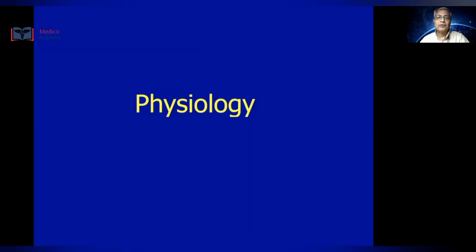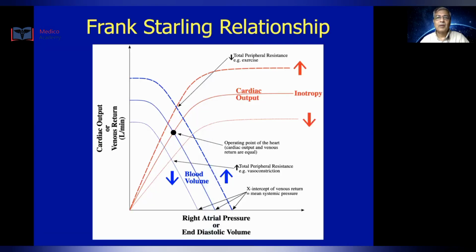Coming to a little bit of physiology of the mitral valve. Whenever we talk about physiology of any structure in the heart, we should remember the Frank-Starling relationship, which is one of the basic things to remember whenever we talk about the heart. What is the Frank-Starling relationship? The Frank-Starling relationship is basically a relationship between the volume of the heart chamber and its output.